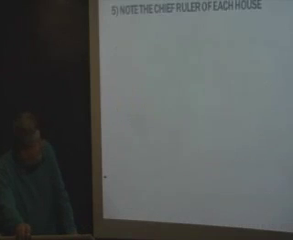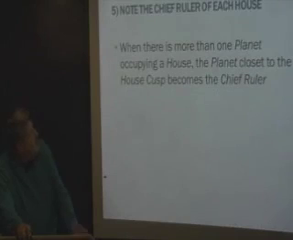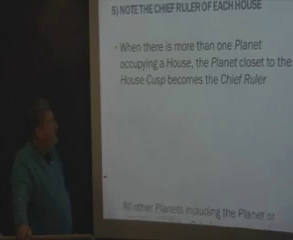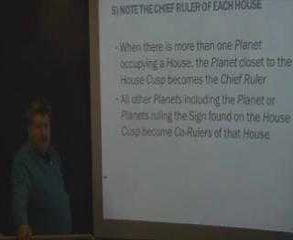I always combine these steps together. Step 5: when there is more than one planet occupying a house, the planet closest to the house cusp becomes the chief ruler. The house cusp is, when you look at that wheel of the chart, the spoke falling before the number. So it could be different than the sign that's on the cusp.